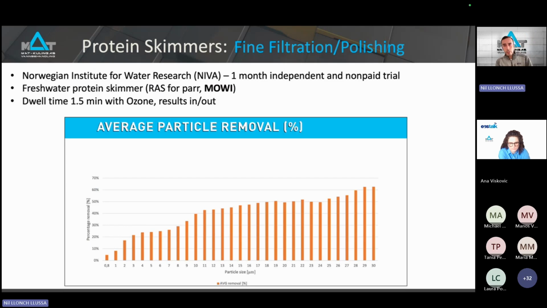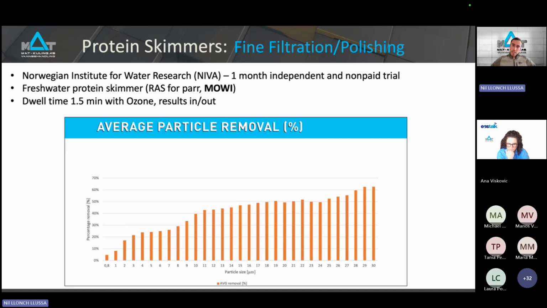Then we also conducted a 1 month independent test with a third party, the Norwegian Institute of Water Research, NIVA, for our freshwater protein skimmers, for a skimmer that was sold to Mowi. The treatment conditions were a water retention time of 1.5 minutes, so 1 minute 30 seconds. And this treatment was with ozone injection.